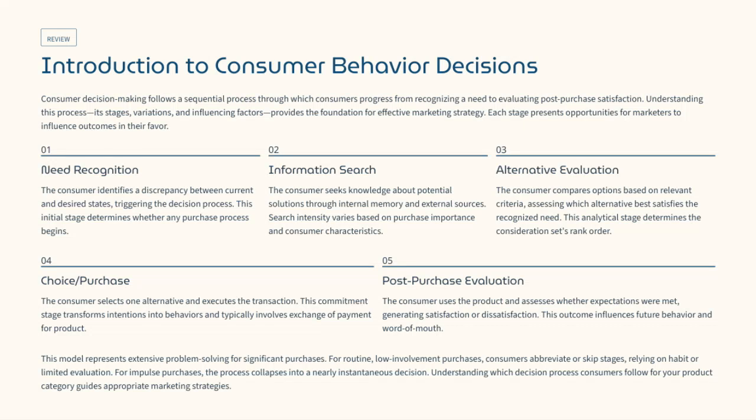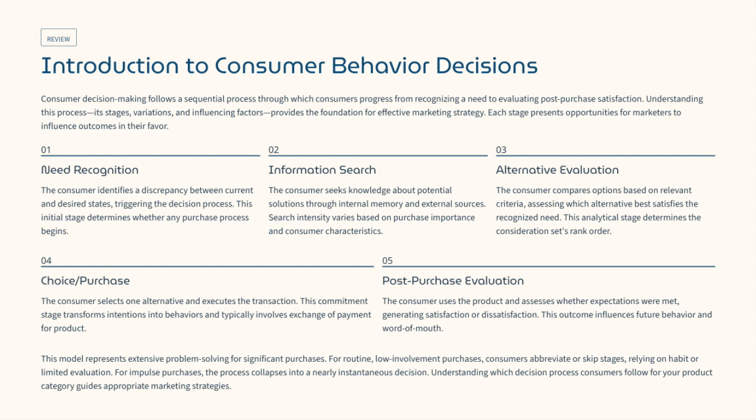Let's talk about this model of consumer decision-making, which illustrates how people approach significant purchases through extensive problem-solving. For major, high-involvement decisions, consumers typically go through all the stages thoroughly. But when it comes to routine, low-involvement purchases, they tend to abbreviate or even skip certain steps, often relying on habits or limited evaluation. And for impulse buys, the process can almost collapse into a near-instantaneous decision.